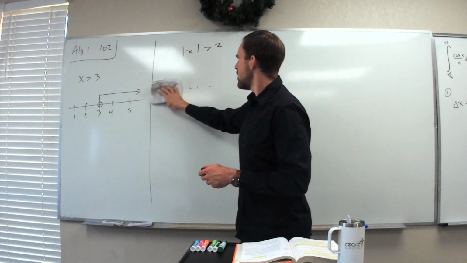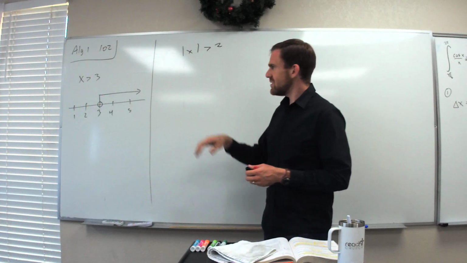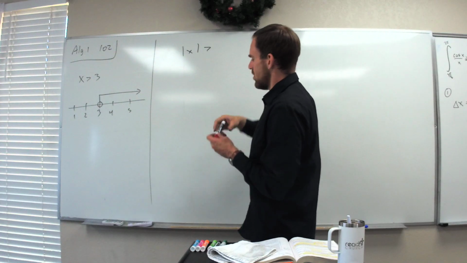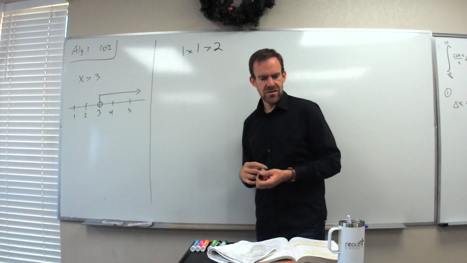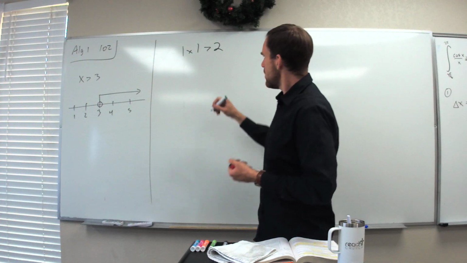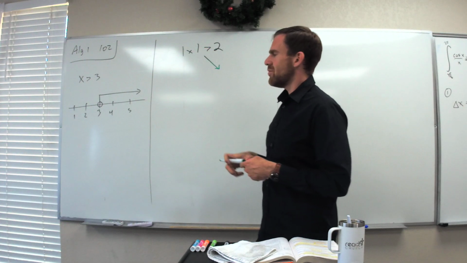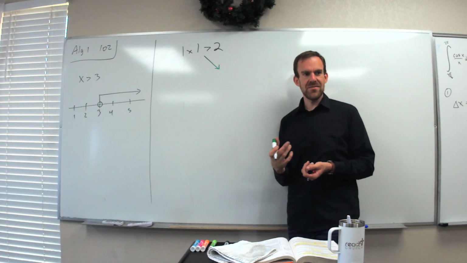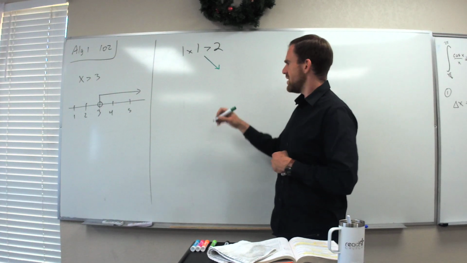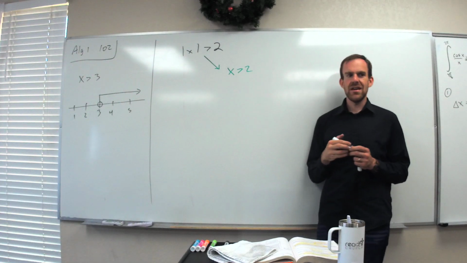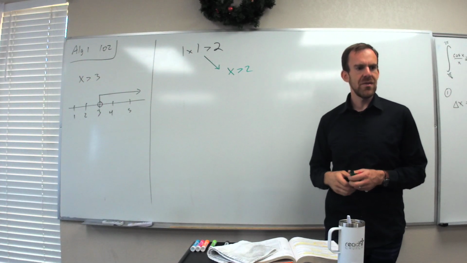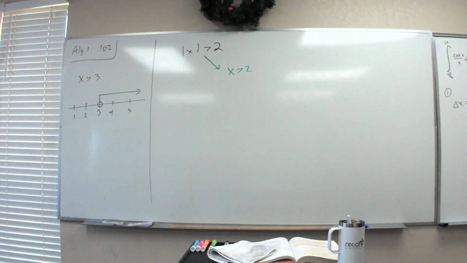So, how do I do absolute value of x is greater than 2? Well, you split it into 2 different parts. One part is if we're talking about positive x values, and that means that x is greater than 2. You just completely get rid of the absolute value. Make sure you write that in your notes.